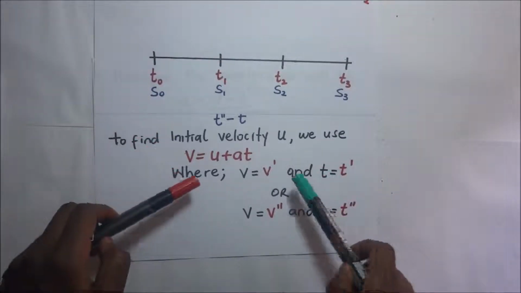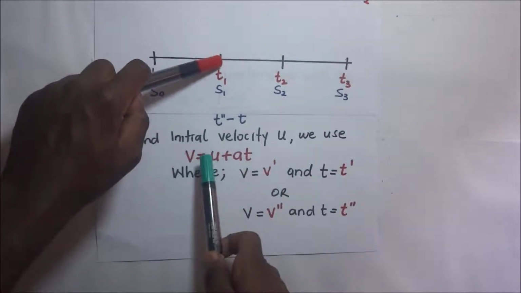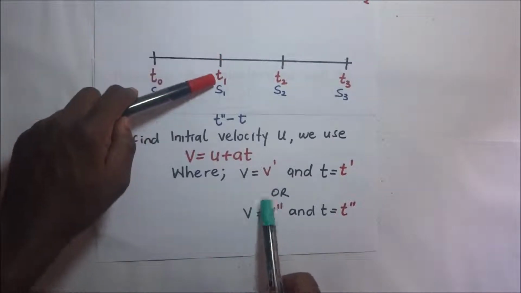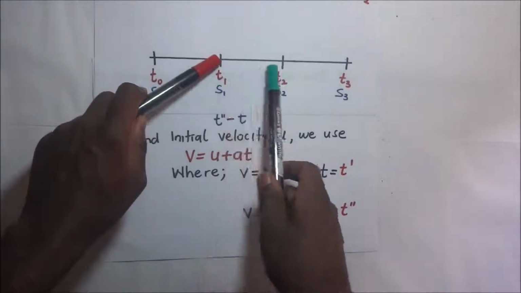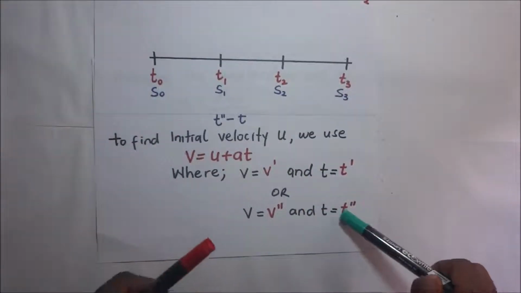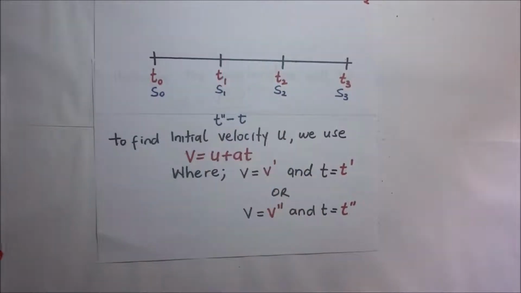If we are to use the second interval, it means in our substitutions of v is equal to u plus at, our value of v will be v prime prime, which is the average velocity in the second interval, and our value of t will be t prime prime, which is the average time we got in the second interval. So we'll do a sample example.